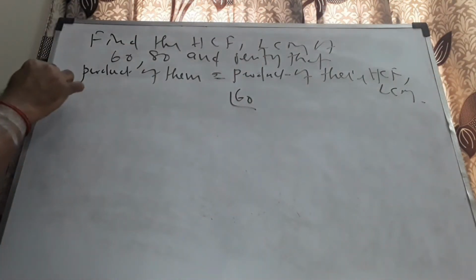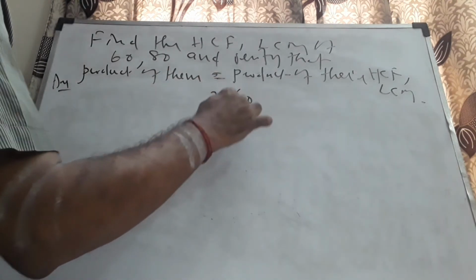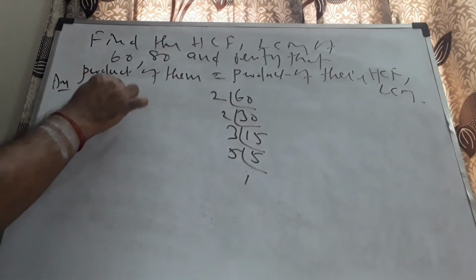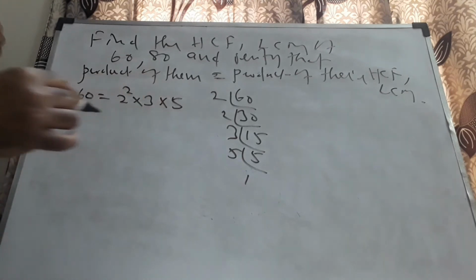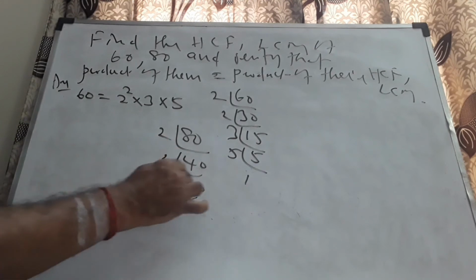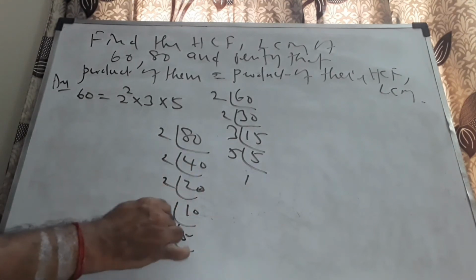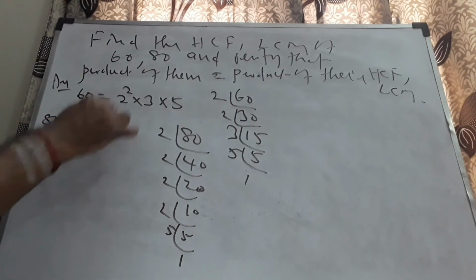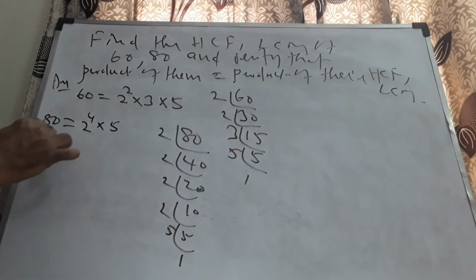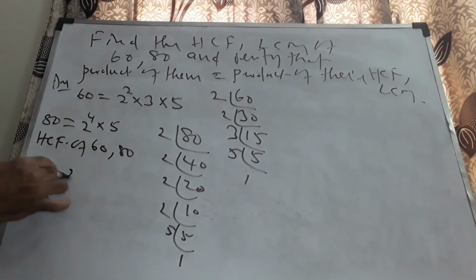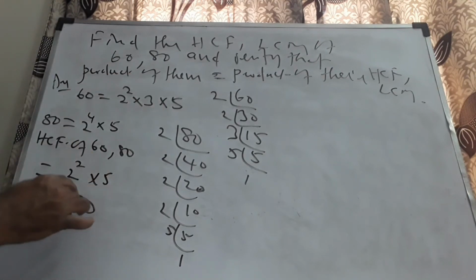Let me use prime factorization here. 60: divide by 2, 30; divide by 2, 15; divide by 3, 5; divide by 5, 1. So 60 can be written as 2 square into 3 into 5. Now 80: divide by 2, 40; divide by 2, 20; divide by 2, 10; divide by 2, 5; divide by 5, 1. So 80 can be written as 2 power 4 into 5. Therefore HCF of 60 comma 80: out of 2 square and 2 power 4, the lower power is 2 square; 3 power 0, I won't write; 5 is common. Therefore it will be 20.